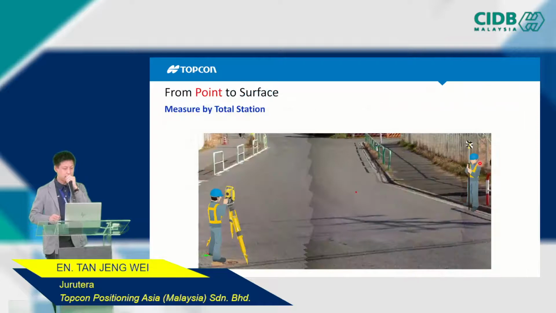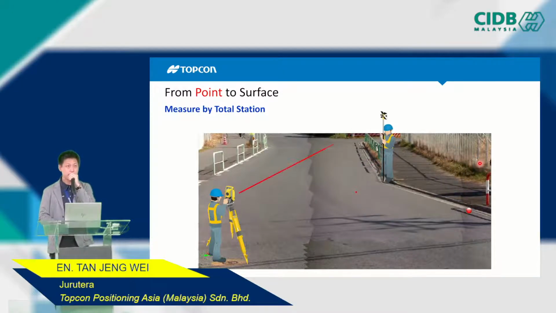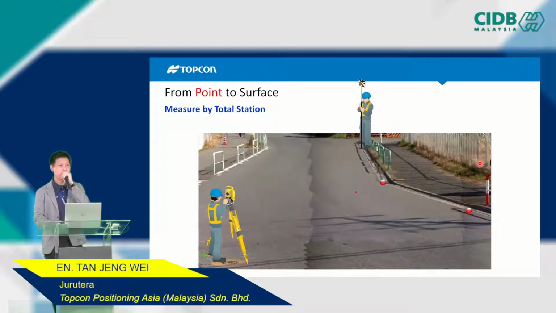Right? So this is an example using a total station and also a laser scanner. By using a total station, you have to pick the points one by one. So it is very time consuming, and it also needs more labor.